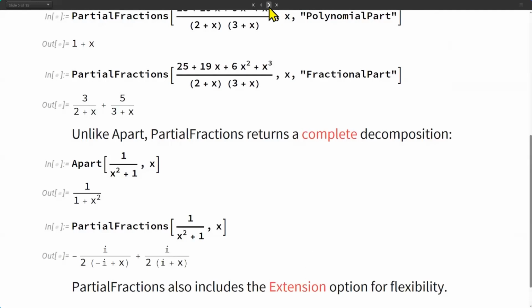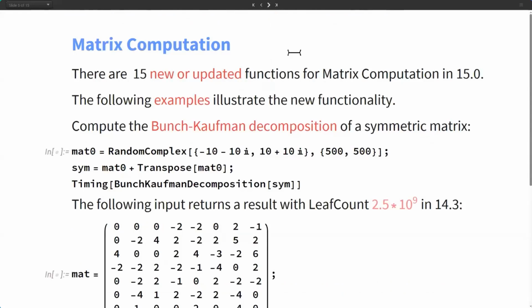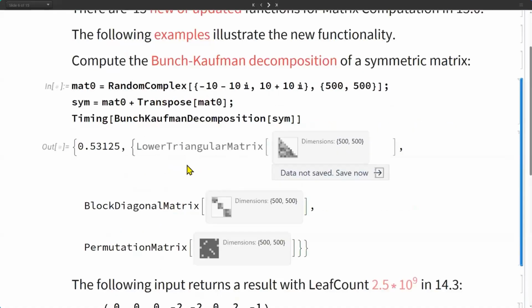Okay, so on to matrix computation, and here we have around 15 new or updated functions for matrix computation in the new release. I'll just take a couple of examples over here. So let's talk about the Bunch-Kaufman decomposition of a symmetric matrix. So here's a matrix, pretty large size, 500 by 500. You symmetrize it, feed it to the new function, and what you'll get back, quite quickly actually, is a decomposition which has a lower triangular matrix, a block diagonal matrix, and a permutation matrix.